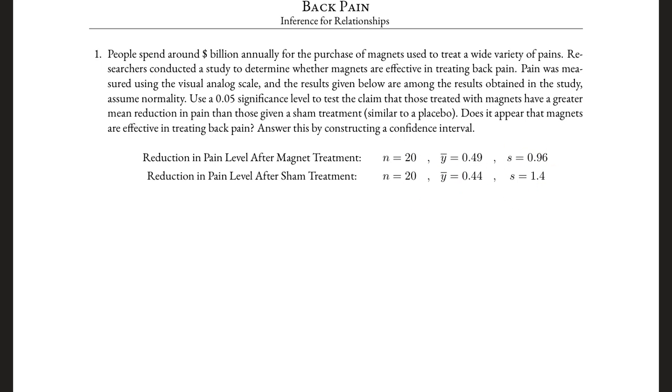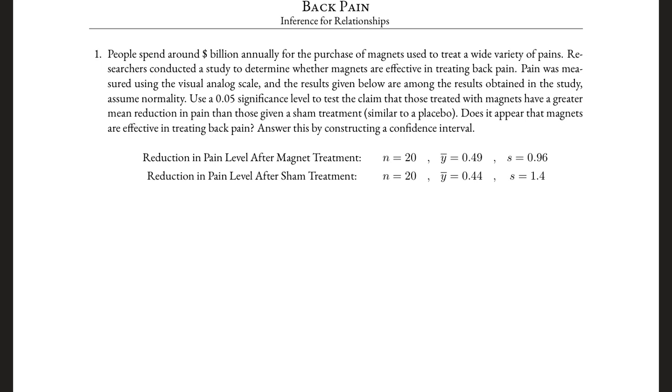study. Assume normality. Use a 0.05 significance level to test the claim that those treated with magnets have a greater mean reduction in pain than those given a sham treatment, similar to a placebo. Does it appear that magnets are effective in treating back pain? Answer this by constructing a confidence interval.